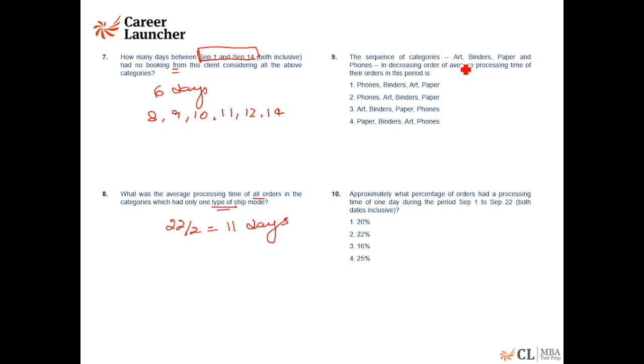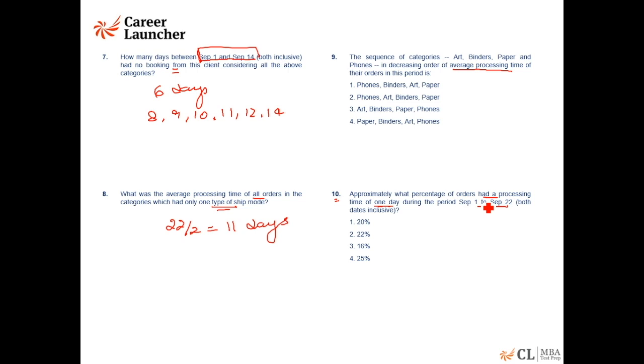Okay, the sequence of categories, art, binder, paper and phone in decreasing order of average processing time of the order for the period. I'll come back to this. Let me look at the 10th question first. Approximately what percentage of orders had a processing time of 1 day during the period September 1 to September 2?